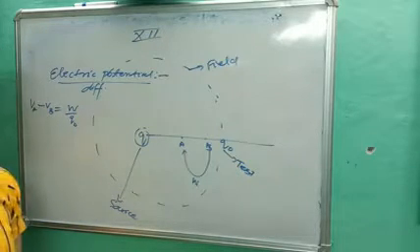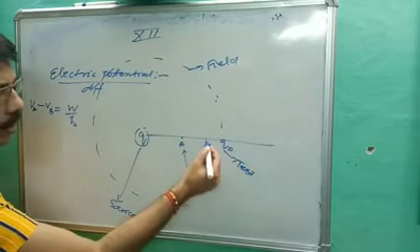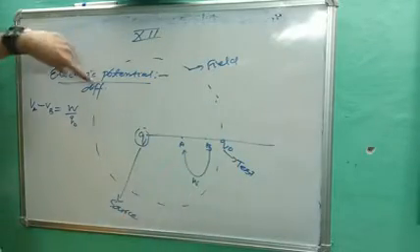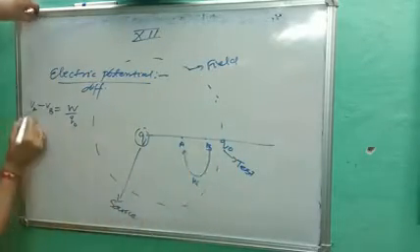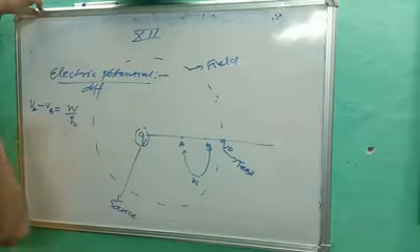This is already taught in class 10th. This is a 10th level point. The amount of work done in bringing the charge from one point to another point inside the field is called electric potential difference between those points, and the formula, A potential is more, VA minus VB is equal to W upon Q0.